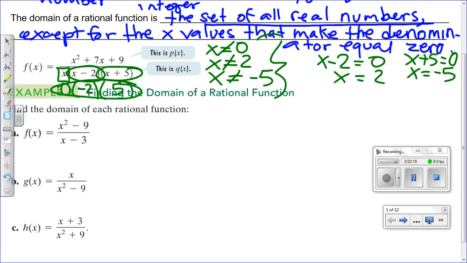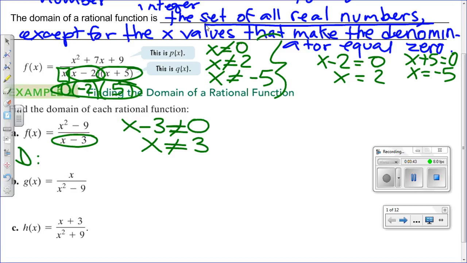Now for example 1, our denominator is x minus 3. We're going to do the same thing. Take x minus 3, set it not equal to 0, since we're finding domain. And then we solve, so x cannot be positive 3. To write down the domain, we could write it in interval form. So it will be -infinity to 3, and we use parentheses to exclude 3, union 3 to positive infinity.